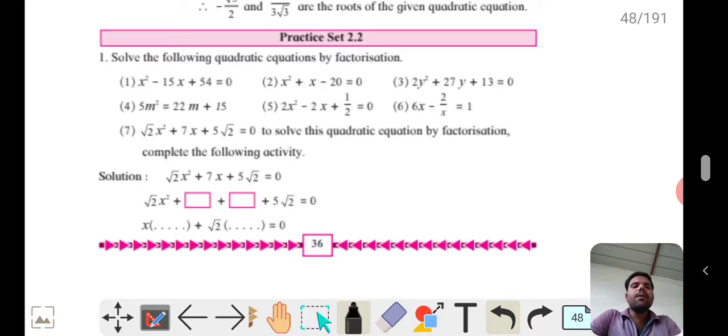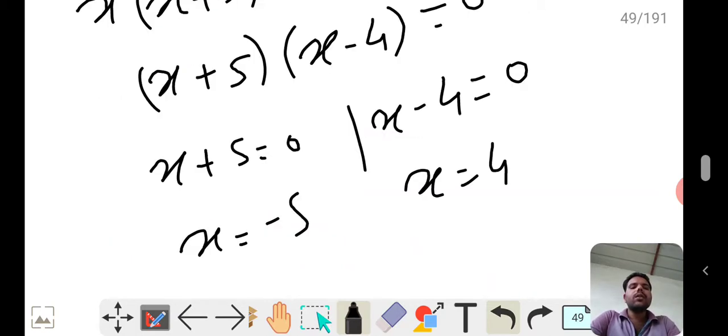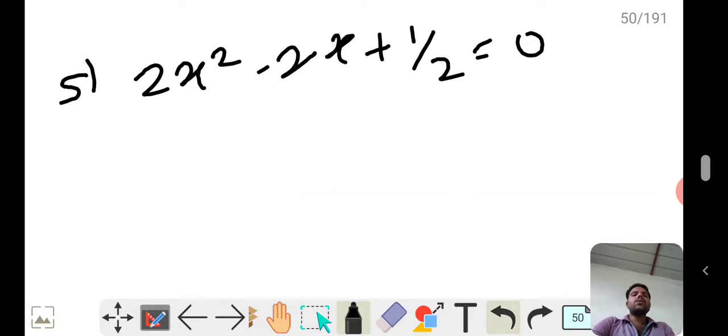Let's see example number 5. We have 2x square minus 2x plus 1 by 2 is equal to 0. Look here, we have the coefficient of x square as 2. So we have to do one more step, that is, we have to multiply this constant term by 2. So we have the multiplication as 1.